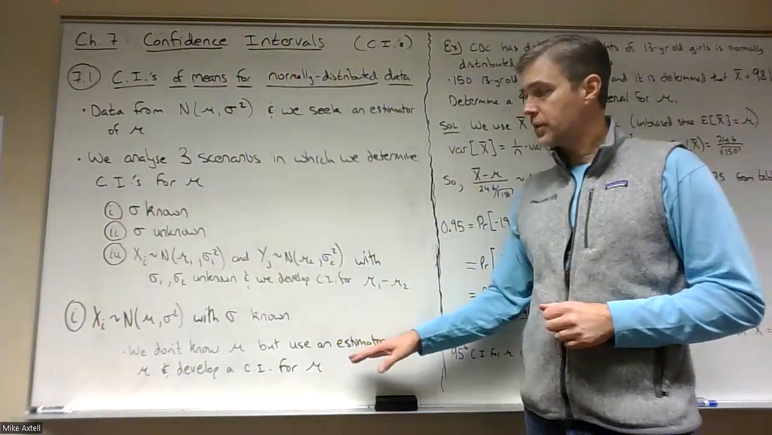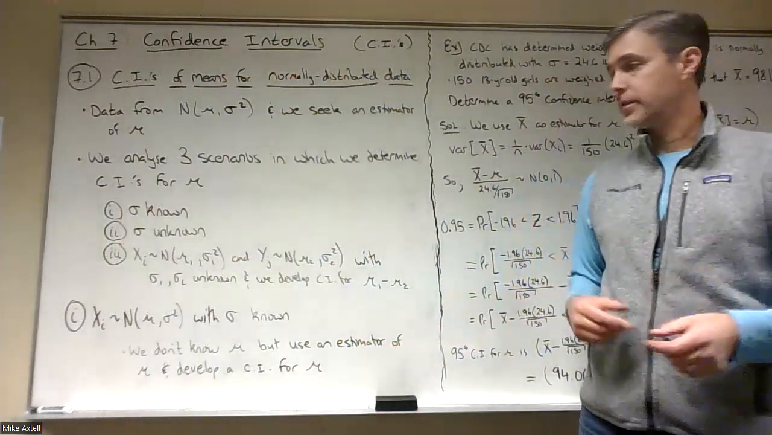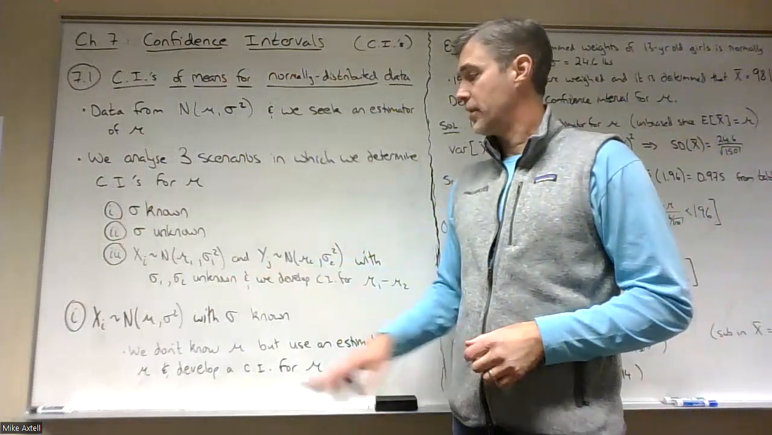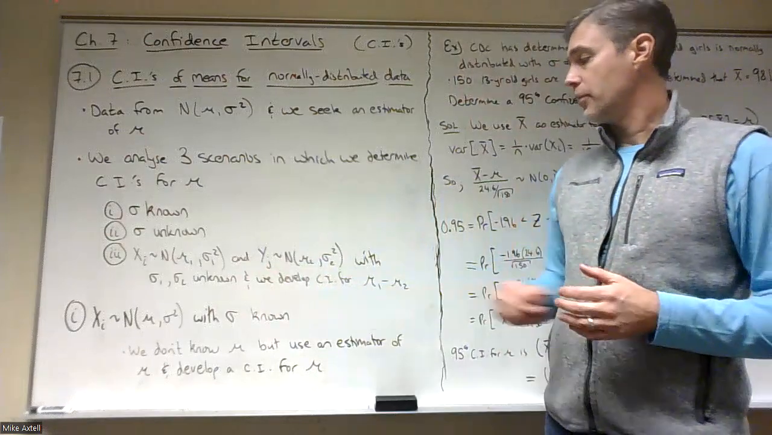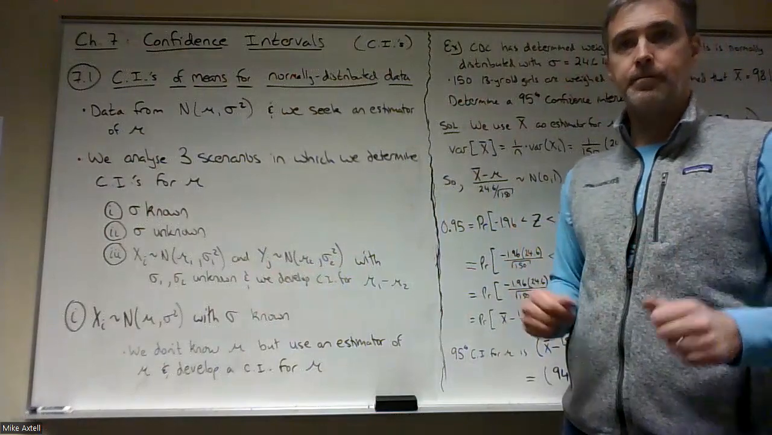All right, so let's look at the first one. We actually already know how to do this one, but we're going to run through an example to make sure it makes sense. So we've got data coming from a normal distribution, and we happen to know sigma, the standard deviation. We don't know mu, but we're going to use an estimator of mu to develop a confidence interval for it, okay?